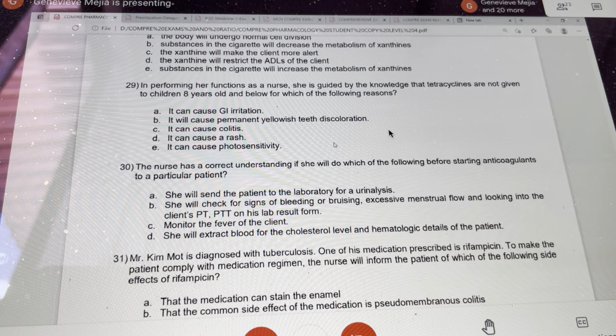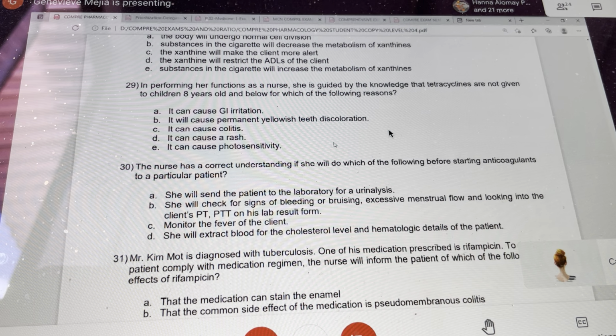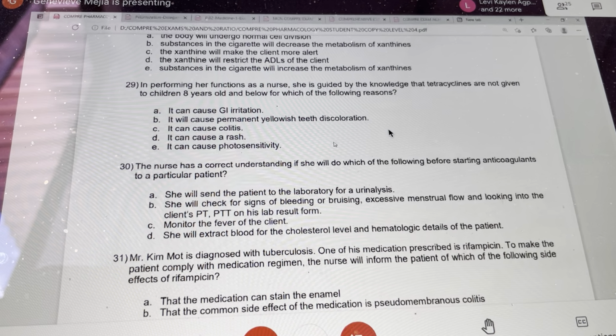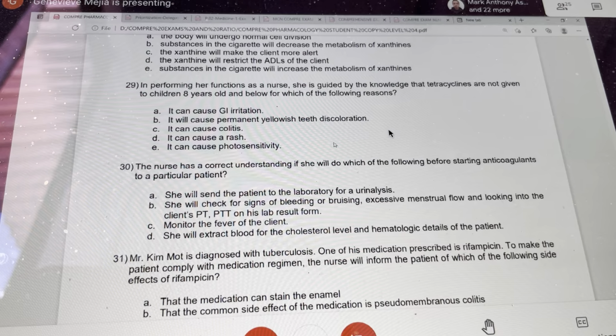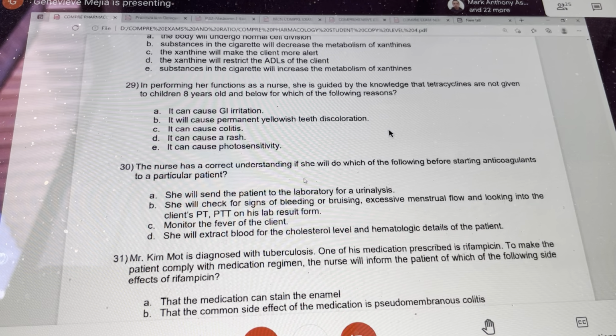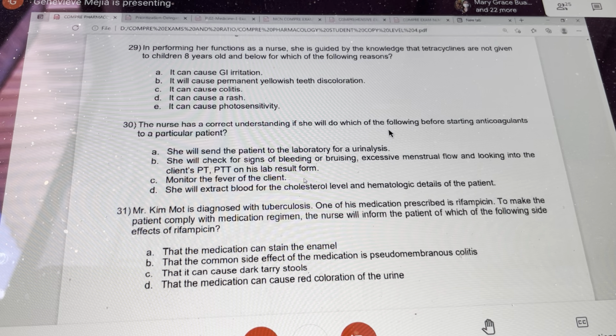Prior to the eruption of the teeth through the gingiva or your gums, it will cause an initial fluorescent yellow discoloration. So as much as possible, the physicians would not advise the use of tetracyclines for kids 8 years and below because of this side effect. Okay, that's number 29.